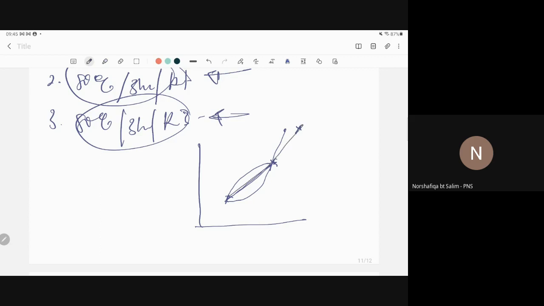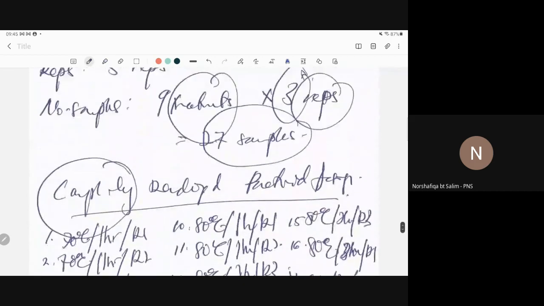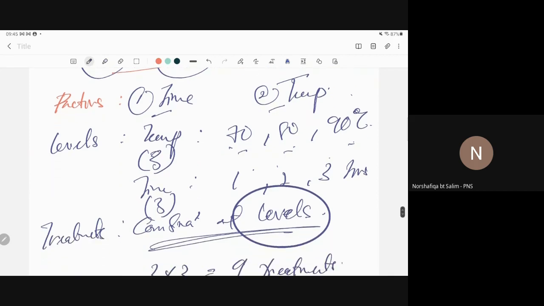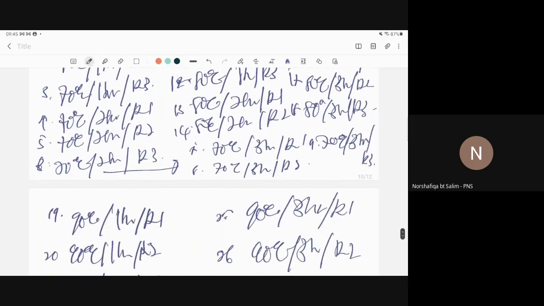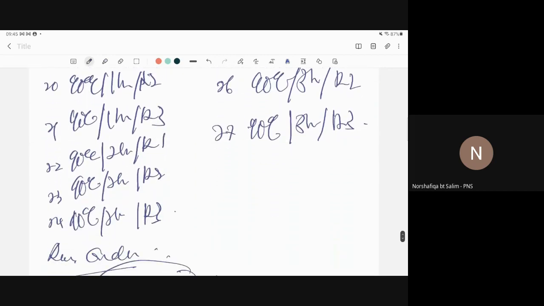Usually you need like 4 to 5 points. Meaning that you will need at least 4 to 5 levels for temperature and also time. So that will be 4 times 4, which is 16, times 3, then you will get 48. So you have to handle 48. That is a more realistic scenario. But let's just take this example for the time being. So now we have 27.